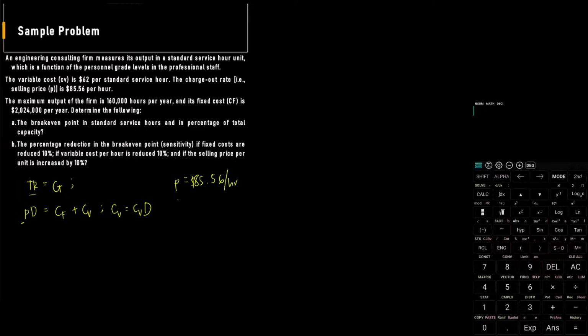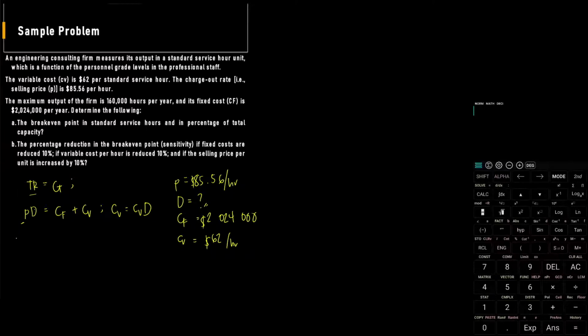Tapos yung D, yun yung hanapin natin para dun sa break-even point. And then yung fixed cost equals sa 2,024,000 dollars. And then yung para sa total variable cost, kunin natin yung variable cost per unit equals sa 62 dollars per standard service hour. And then yung D, so yun yung unknown. So pwedeng ma-solve natin yung D dito.